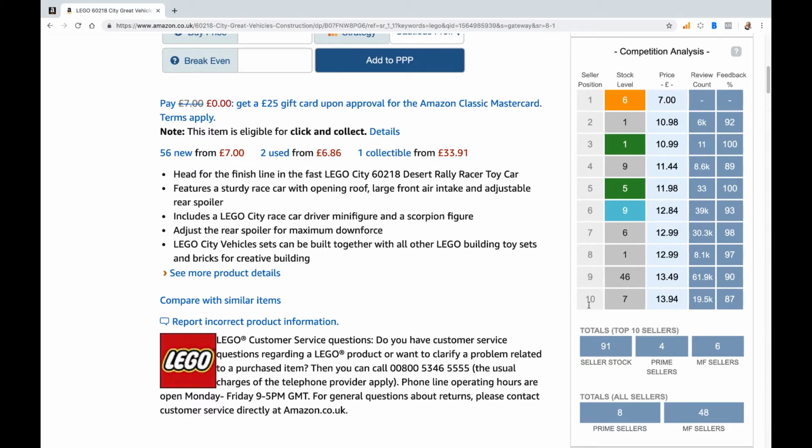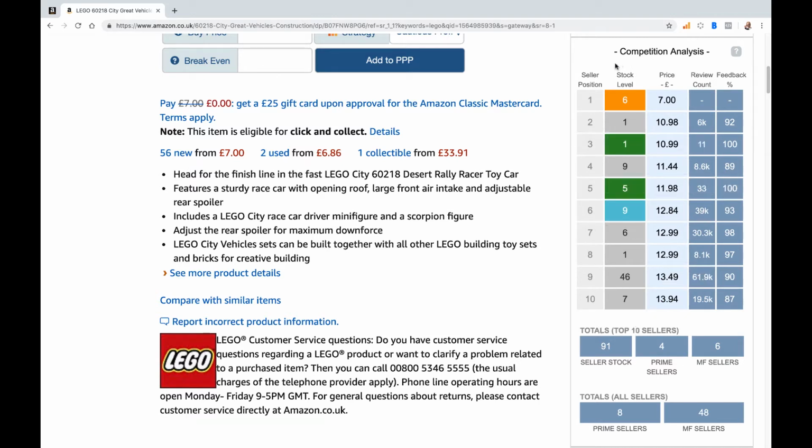So it will give you the top 10 seller positions, and it will tell you who has that position and what their stock level is. So you can hover over here and you can see that Amazon have 6 in stock and Amazon are orange. And you've got an MF seller that are grey. You've got FBA Prime sellers that are green, and you've got seller fulfilled Prime or merchant fulfilled Prime that are blue. So you can see immediately the stock levels and what sort of seller is the competition.